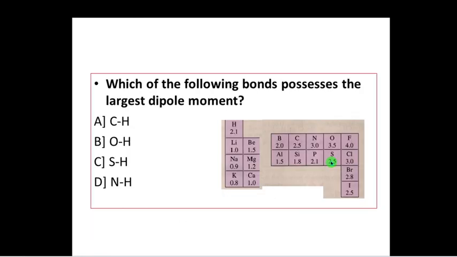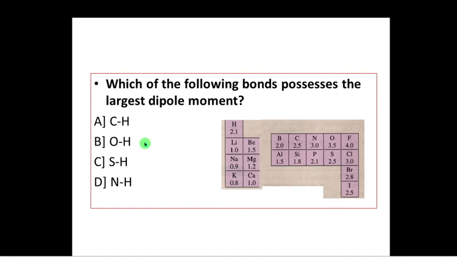Which of the following bonds possesses the largest dipole moment? As usual, we need to refer to Pauling's electronegativity table. This table may not be provided during the examination; for our reference only, I have just pointed it out here. Option A is C-H, option B O-H, option C S-H, and option D N-H. For dipole moment or electronegativity, you should recall Pauling's table. This table must be memorized by each and everyone, so that you can answer such simple questions.